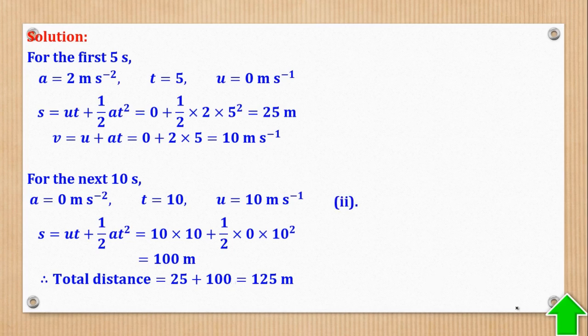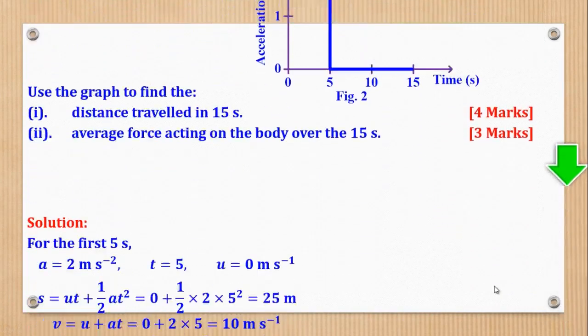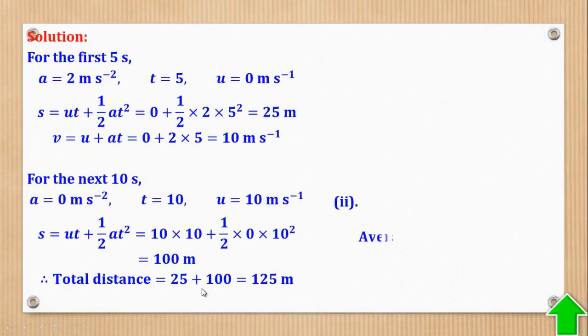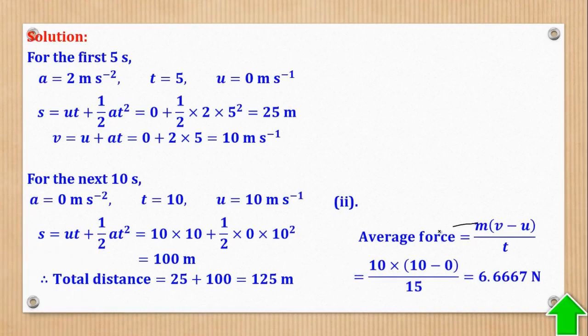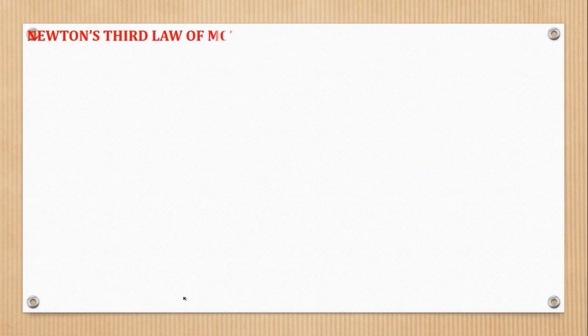Then for Roman 2, they want the average force acting on the body. Remember, we already looked at average force being equal to change in momentum over t. So we shall substitute for mass, final velocity, initial velocity, and the time to give you that as the force. Okay, so that has been Newton's second law.